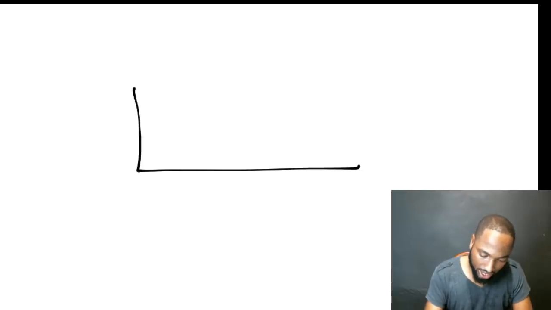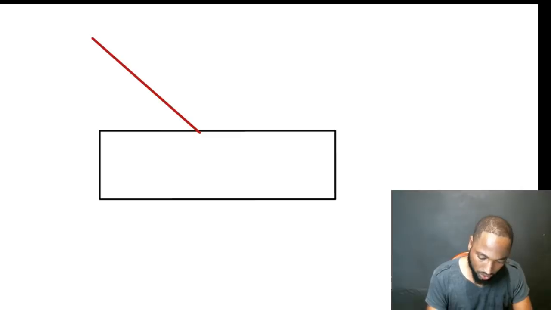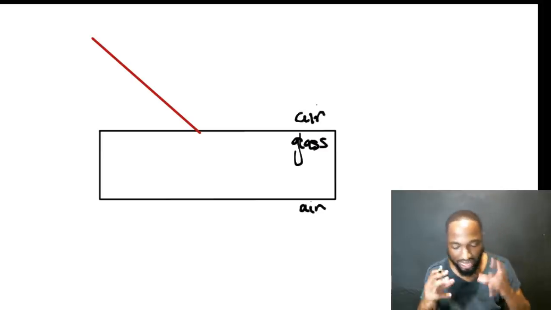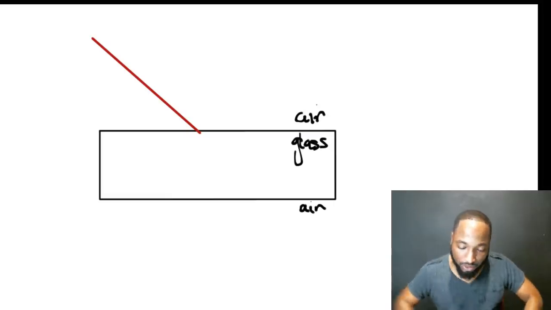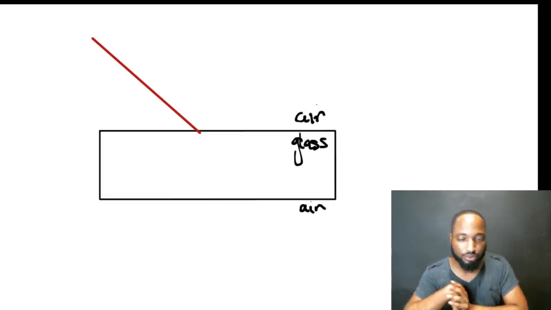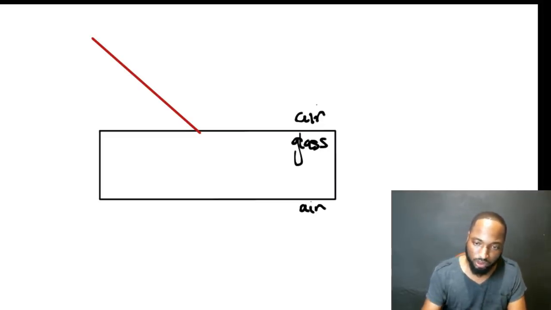We need to draw a little diagram here and examine what would happen. Let me draw a block. Let's make the ray of light come down like this. What would happen if this is glass, this is air, and this is air again? Obviously the glass is a more optically dense medium. So as it goes into the optically dense medium, will it bend towards the normal or away from the normal? It would bend towards the normal.